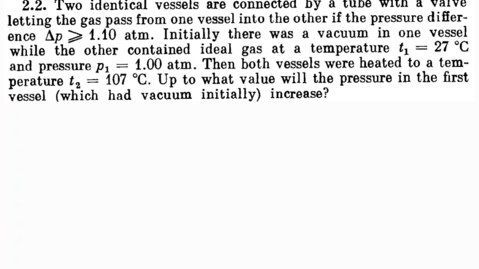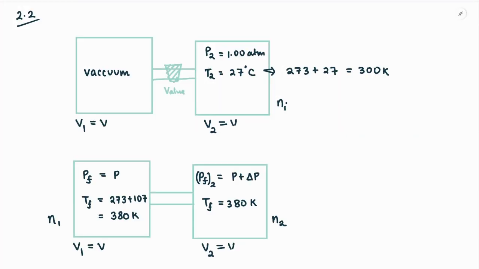vessel while the other contained ideal gas at a temperature of 27 degrees Celsius and 1 atmosphere pressure. Then both vessels were heated to a temperature of 107 degrees Celsius. Up to what value will the pressure in the first vessel, which had vacuum initially, increase? So let us begin by understanding the complete situation in the diagrammatic way.